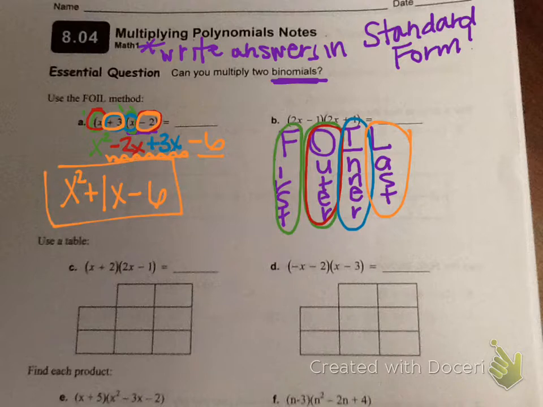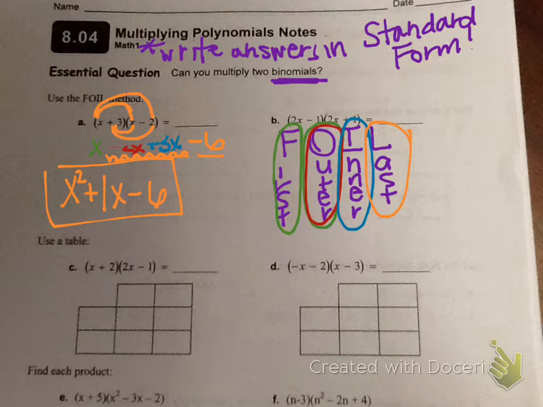So when we multiply, let me just show you another way to look at this. I often draw the rainbows. So first times first, outer, inner, last times last. So FOIL.